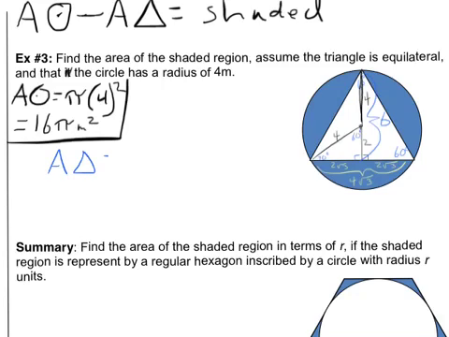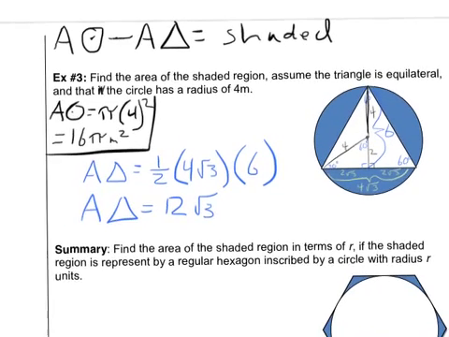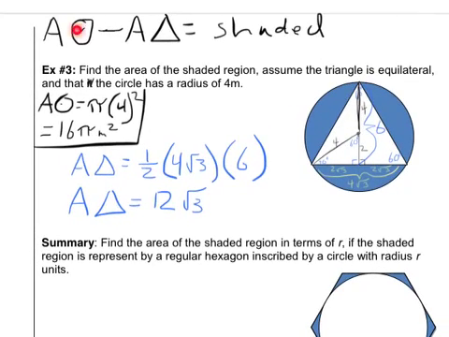So area of the triangle equals 1/2 my base, which we found was 4 rad 3, my height, which we found was 6, and I can just multiply this through. 1/2 of 4 is 2, and 2 times 6 is 12, so area of the triangle is 12 rad 3. And so I said at the beginning that I would need to do area of the circle minus area of the triangle to get the shaded area. So let's just do that.